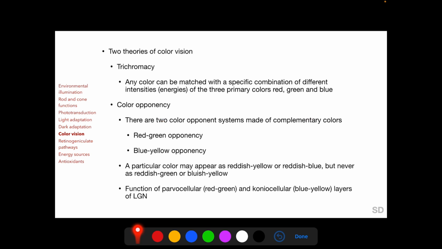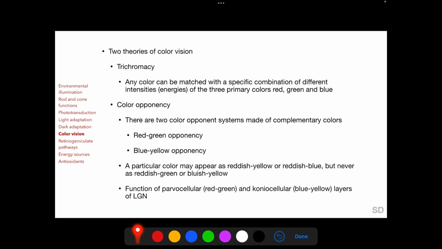The two color opponent systems are the red-green opponency system, with red and green being complementary to each other, and the blue-yellow opponency system, with blue and yellow being complementary to each other. What color opponency actually means is a particular color will never appear as reddish green, greenish red, bluish yellow or yellowish blue, but may appear as reddish blue, reddish yellow, greenish blue and greenish yellow.